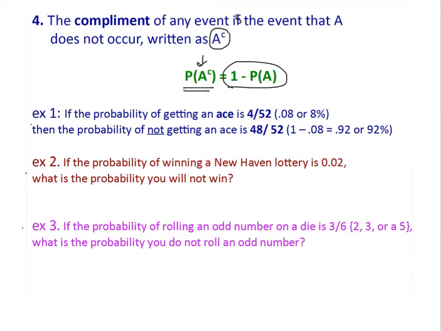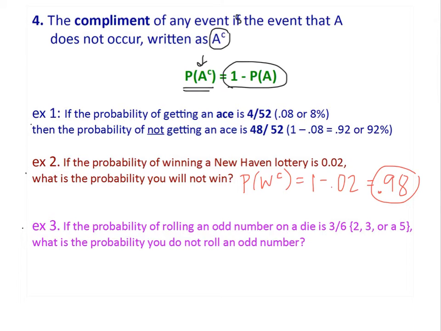If we look at the second example, it says if the probability of winning a New Haven lottery is 0.02, what is the probability you do not win? So the probability of the complement of winning is 1 minus the probability of winning, which is 0.98 or 98%.